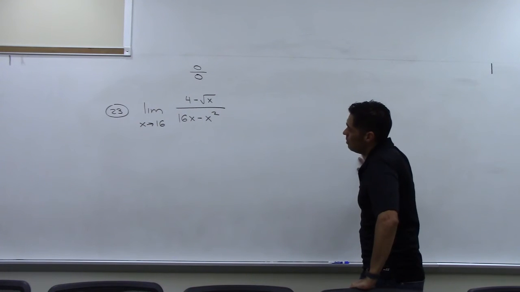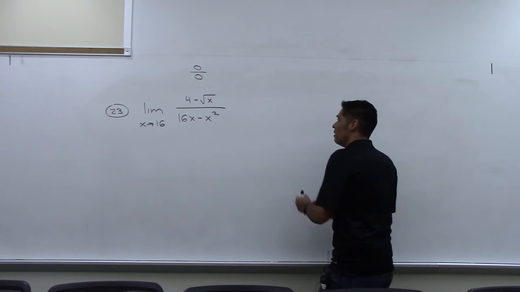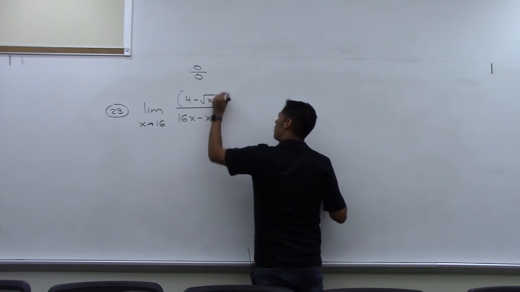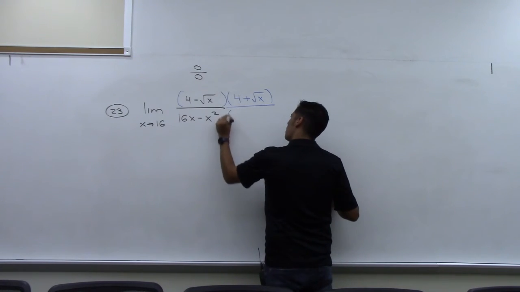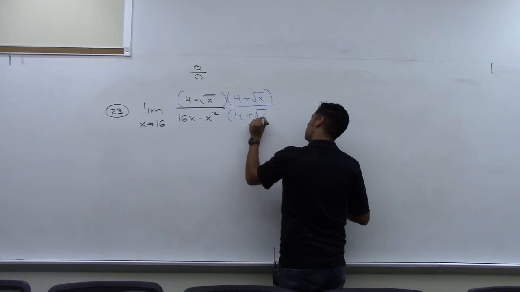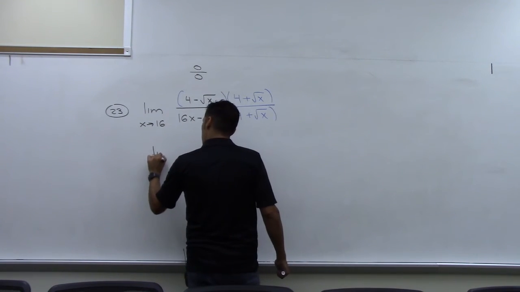And now I start to look at what I might be able to do. I see the root here. I think conjugate again. What's the conjugate I'm going to come in here with? 4 plus root x, top and bottom. 4 plus root x. And then we multiply. And let's see what happens.